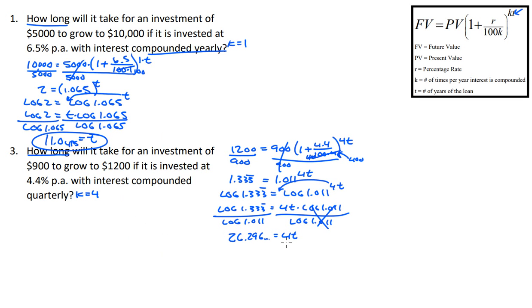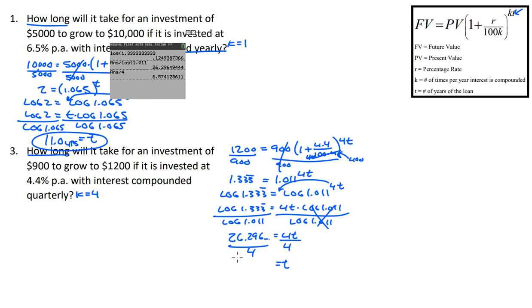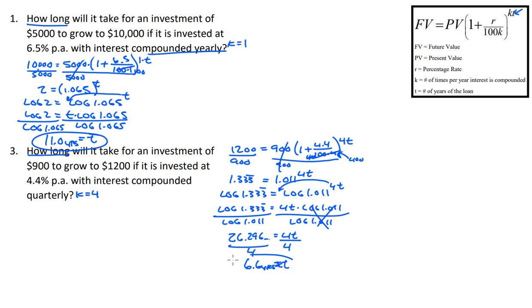But that equals 4t, so our last step now would be divide both sides by 4 to figure out how long that would take. So we already have that 26.296. We simply just hit divide by 4, and that tells us it's going to take about 6.6 years. So we really should do little squiggle lines there that shows that it's about that long. Okay?